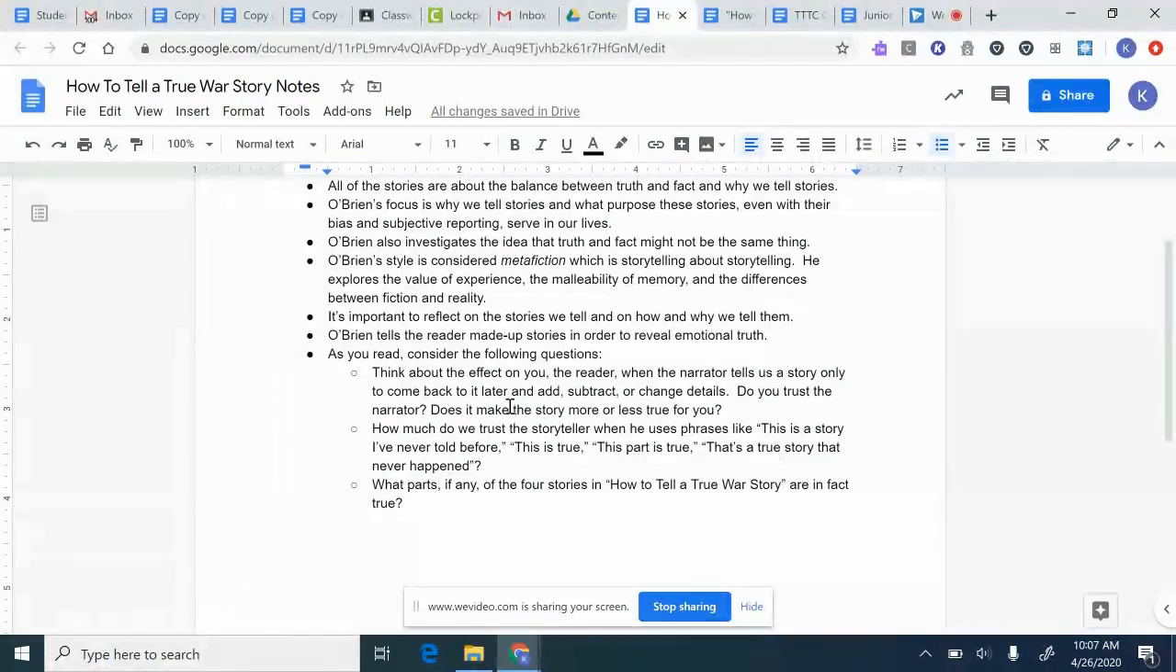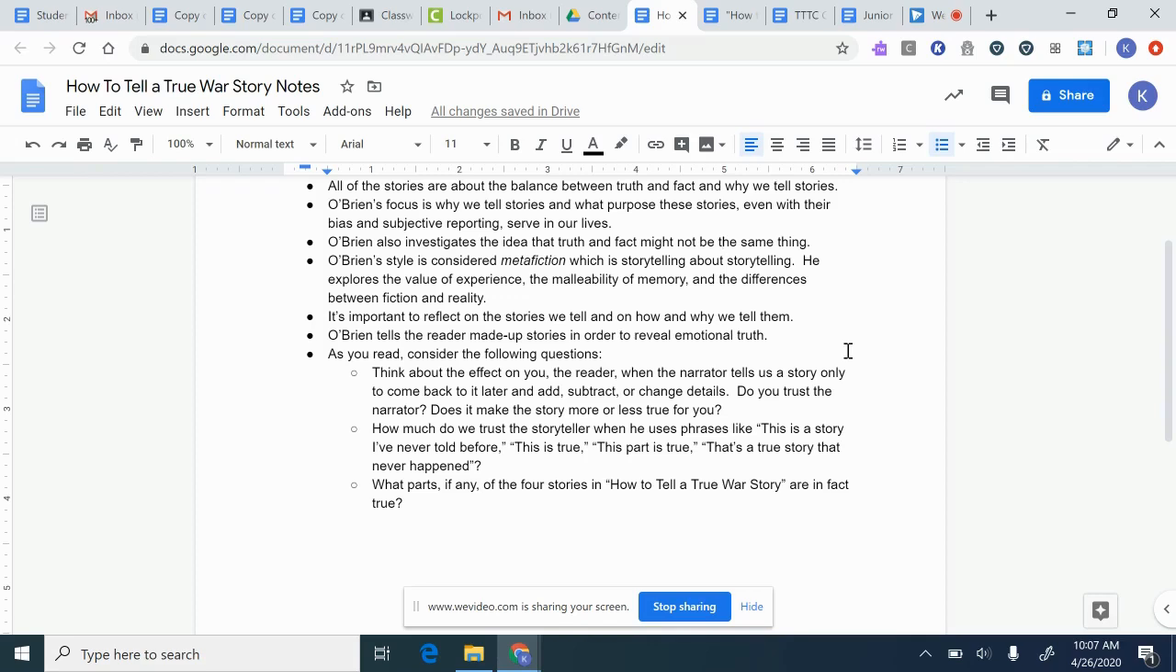So think about the following questions. What's the effect on you, the reader, when a narrator tells us a story only to come back to it later and add, subtract, change details, because that's what we see in the Kurt Lemon part of it? So do you trust the narrator? Does it make the story more or less true for you? How do we trust storytellers when they use phrases like, here's a story I never told before? Do we really believe them? Do we feel like we've been let in on some secret and they really, really trust us?